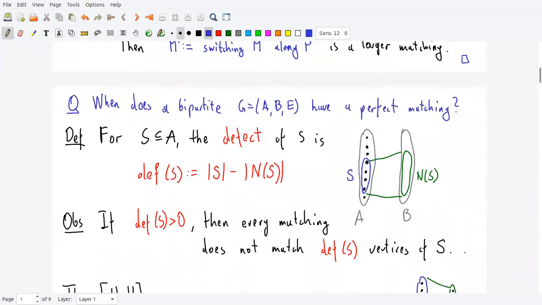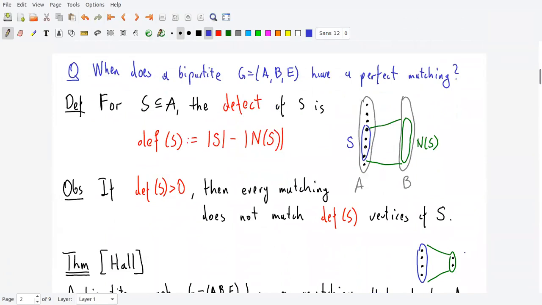So the main question that one can ask about, say, bipartite graphs or general graphs later on is: when does a bipartite graph have a perfect matching? So when can I have a matching that matches every vertex?